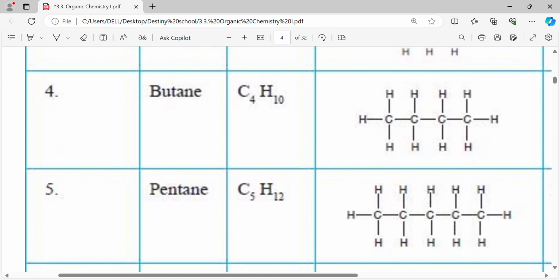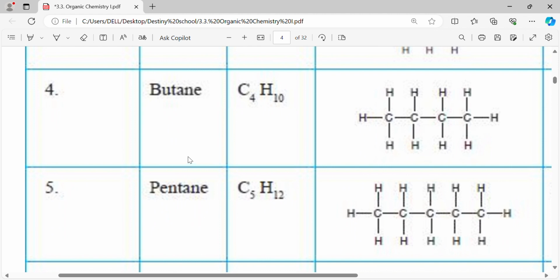1, 2, 3. Then you now put the hydrogen around it. So they're going to be 8. Number 4 is called butane. The most important thing is their naming, because drawing, all of us can basically comprehend this.